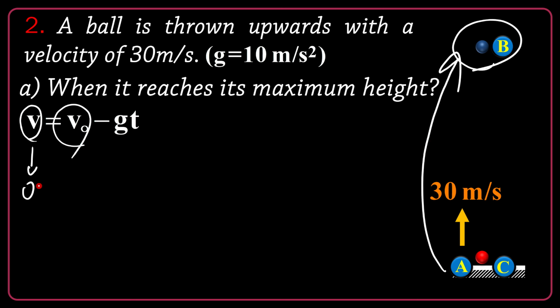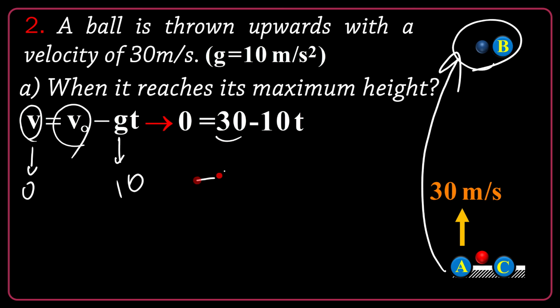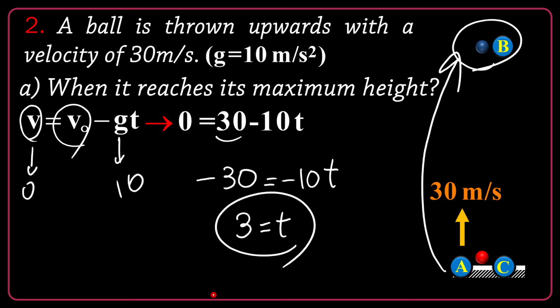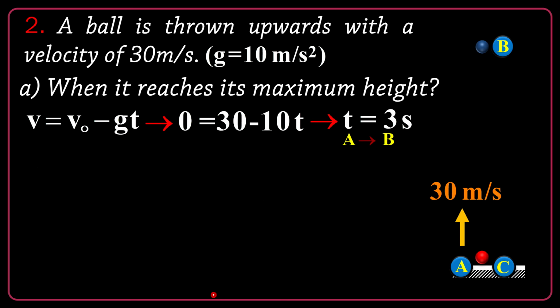V naught is going to be 30 and then g is 10, and t is easily found to be 3. Why? Because if you take the 30 to the left side, it will be negative 30 equals negative 10t. And if you divide both sides by 10, you will get 3 equals t. Finished. The total time is 3 seconds from A to B.